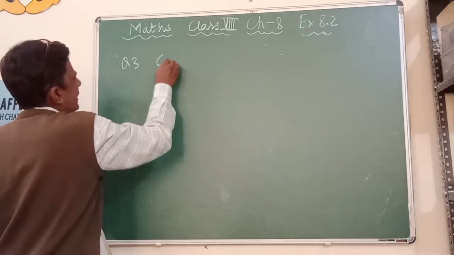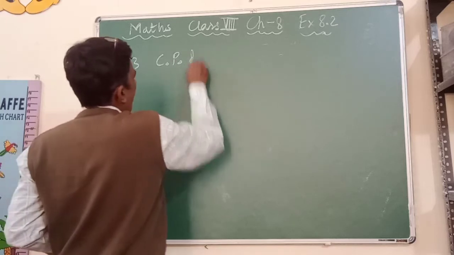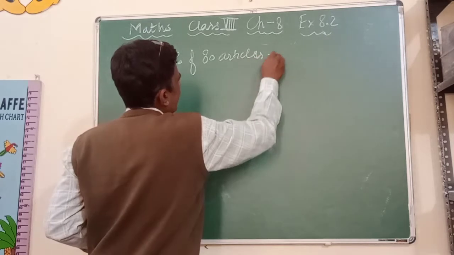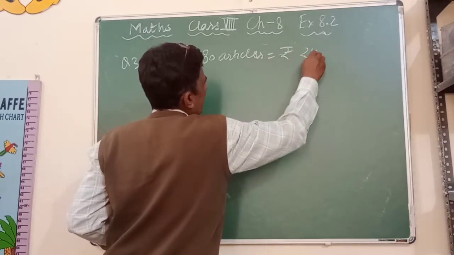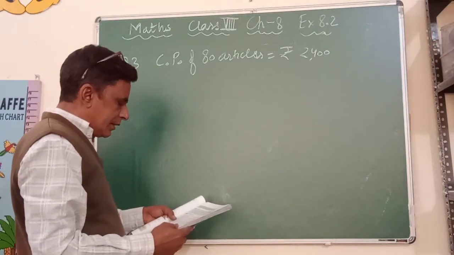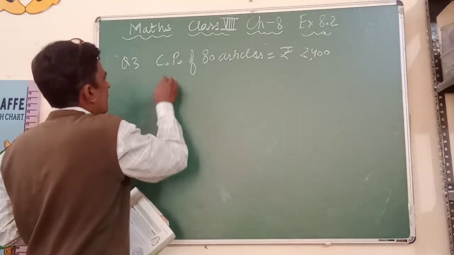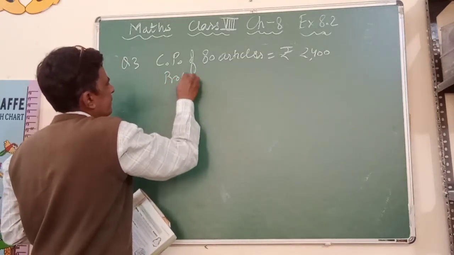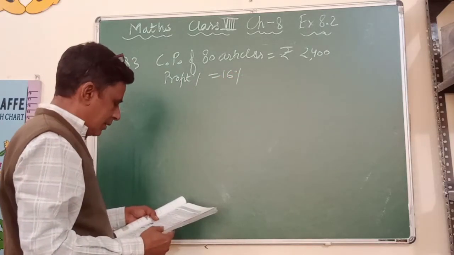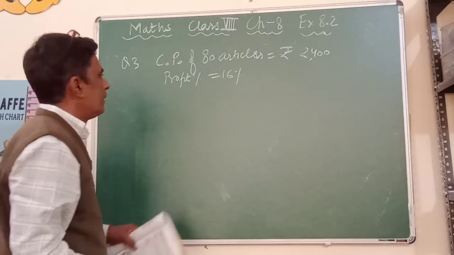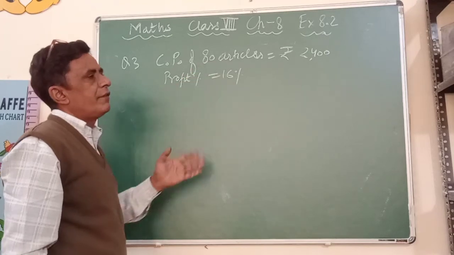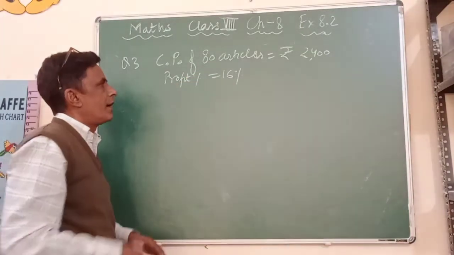Question 3. The cost price of 80 articles is equal to rupees 2,400, and he sells them for a profit of 16%. Profit percent is equal to 16%. Find the selling price of one article. So here we have to keep in mind the cost price is for 80 articles and we need to find the selling price for only one article.